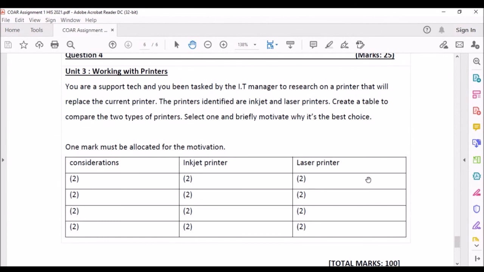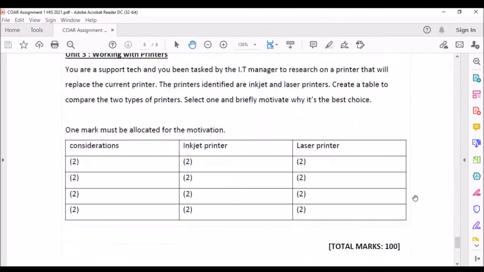So I think that does it as far as this question is concerned. Make sure that you list your considerations accordingly, and you plug in the actual content. So you've got mark allocations just for listing the considerations, mark allocations for stating what these considerations would imply when you're looking at an inkjet, and what these considerations would imply when you're looking at a laser printer. And that's a 25 mark question.